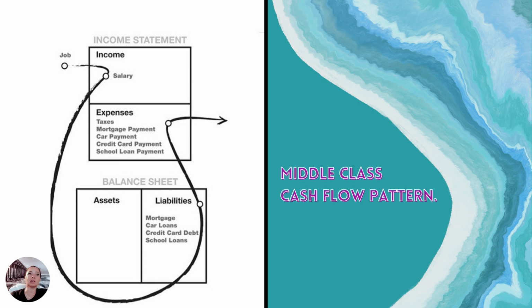The next one is the middle class cash flow pattern. And you'll notice here in this income statement that their income is spent usually on liabilities. And most of these liabilities are creating more expenses. So if your cash flow is creating more and more debt, then you have a middle class cash flow pattern.